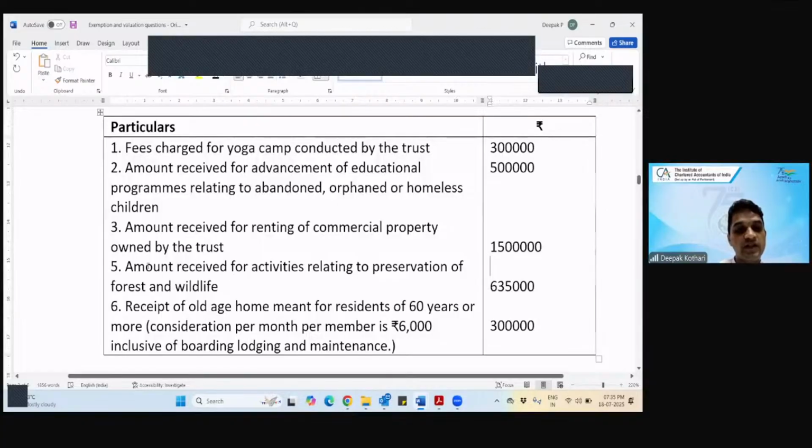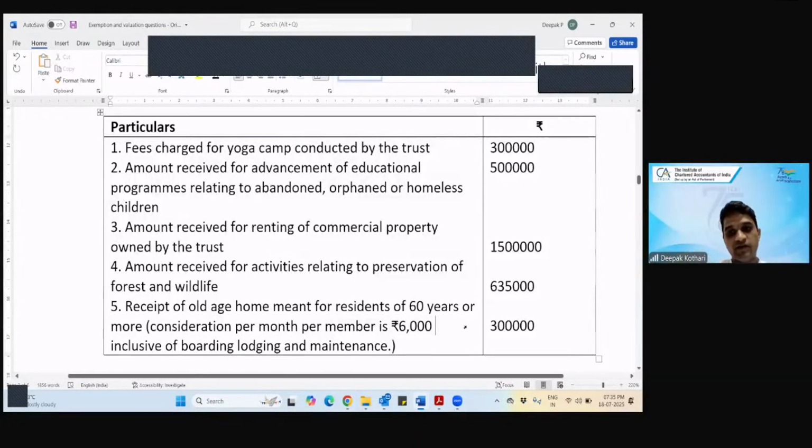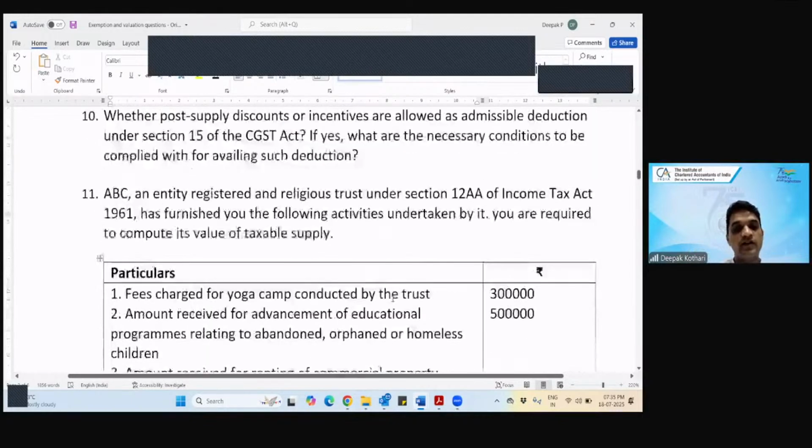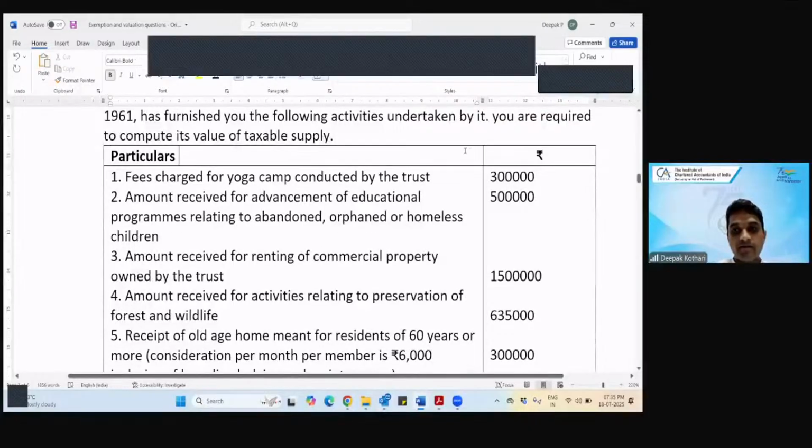Amount received for activities relating to preservation of forest and wildlife, receipt of old age home meant for residents of 60 years or more. Consideration per month per member is 6,000, inclusive of boarding, lodging, and maintenance. So they have received close to 3 lakh rupees from that activity. Now, for this, you have to compute what is the value of the taxable supply.